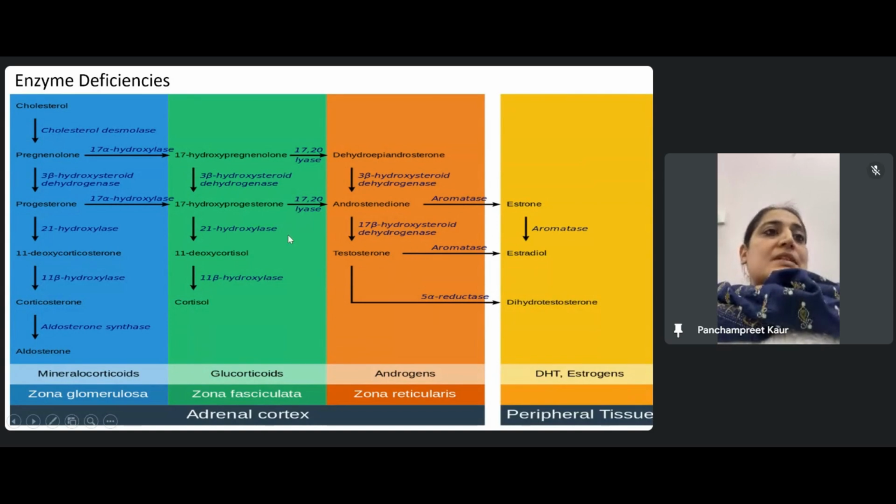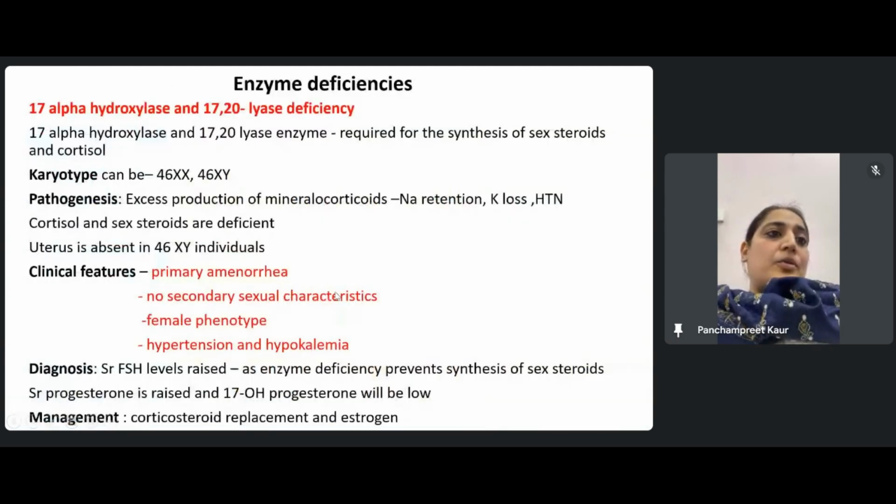The enzyme deficiencies: there are 3 enzyme deficiencies. If we see 17-alpha hydroxylase, which leads to an increase in the mineralocorticoids; the 21 hydroxylase deficiency, which increases the level of the 17 OHP, the reason we screen for 17 OHP in these cases; and also 5 alpha reductase deficiency, which leads to the increase in the androgens. So they lead to primary amenorrhea.